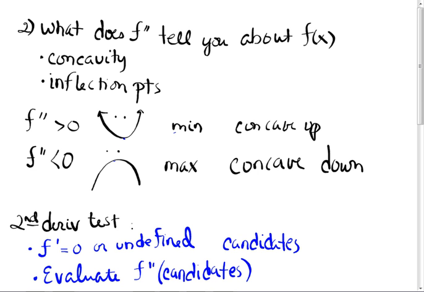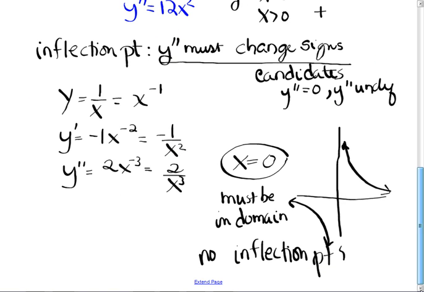I have a question. So that last graph, there's no inflection points because x equals 0 would be the problem. It's not differentiable at 0. Right. Okay.